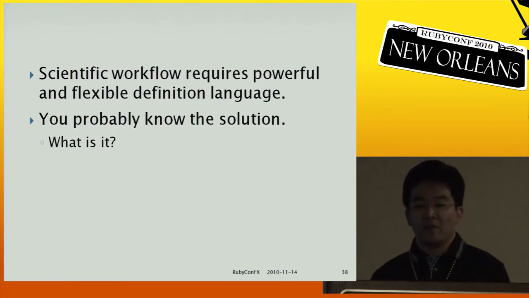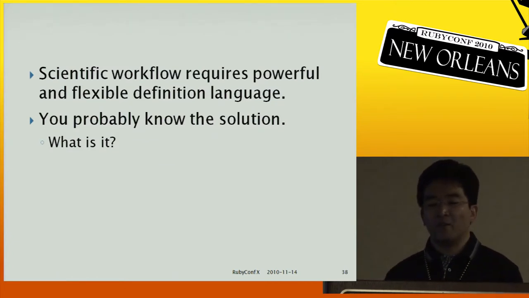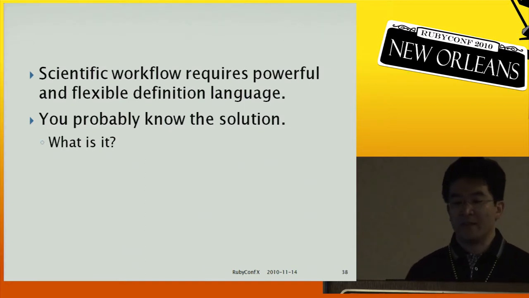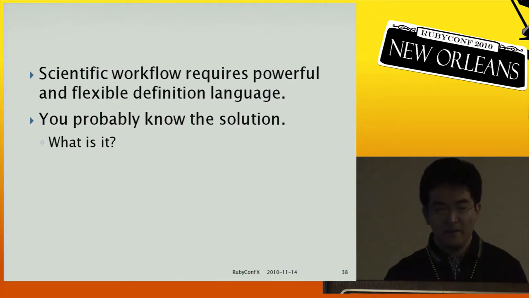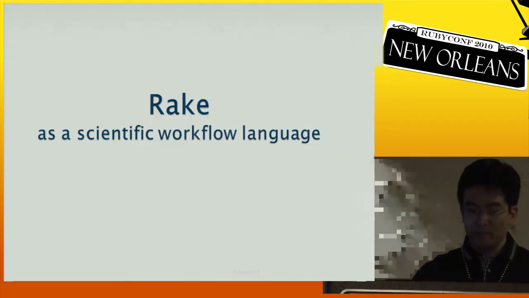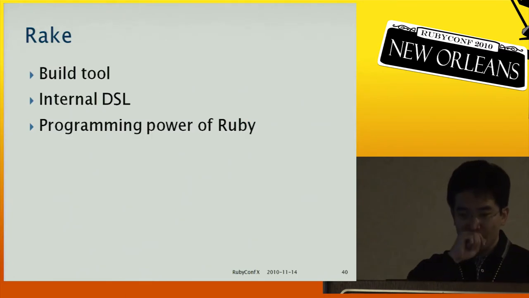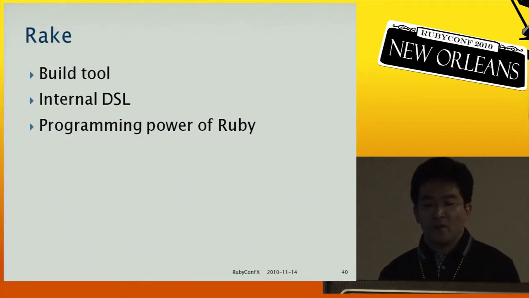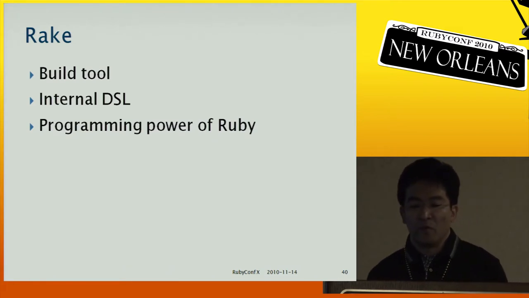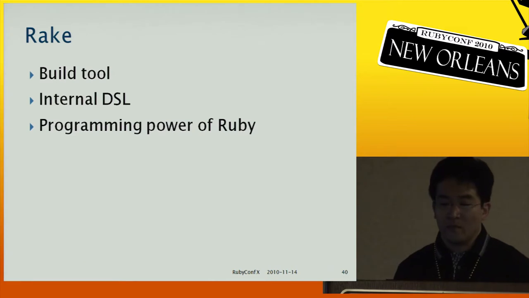Then, scientific work requires a powerful and flexible workflow definition language. You probably know the solution. What is it? It's Rake. Rake is a build tool like Make. It has the feature of a powerful internal DSL. It provides the programming power of Ruby.